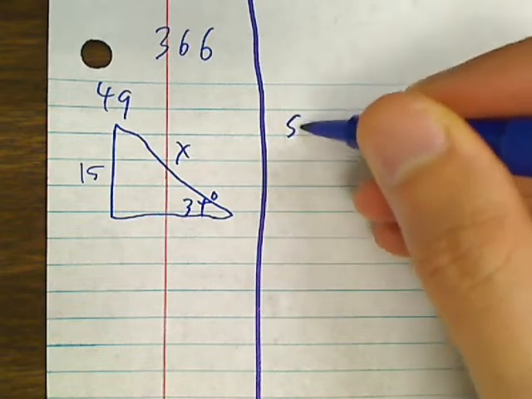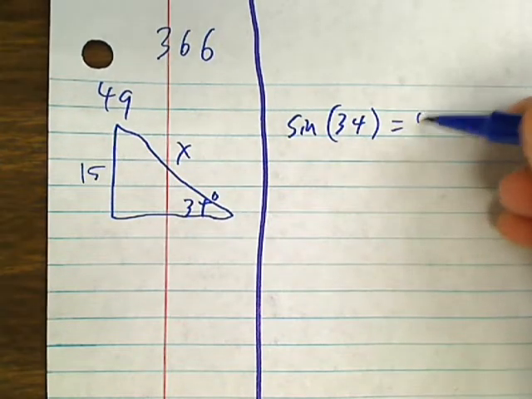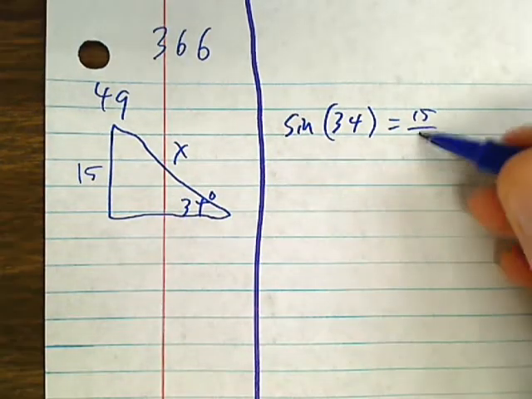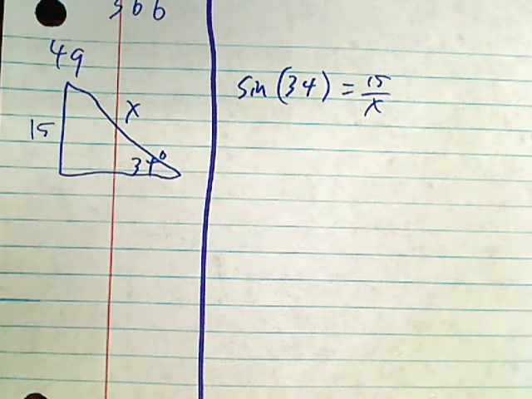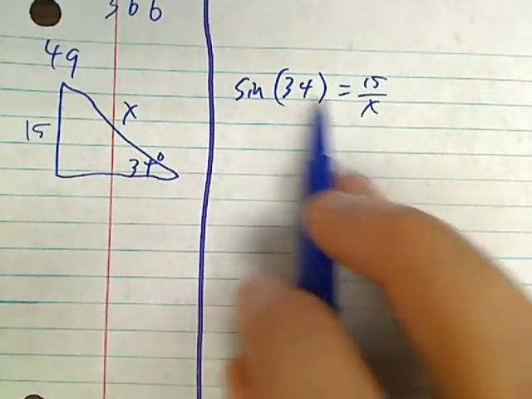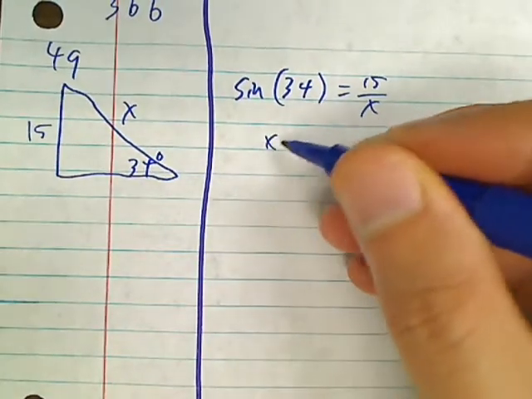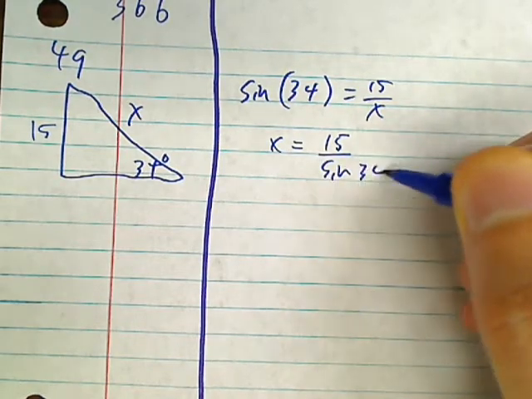So let's say sine 34 equals the opposite, 15, over the hypotenuse, x. Now to solve this equation, I'm going to do the proportion switch. I'm going to switch around the sine 34 and the x, like this is over 1, so when you cross multiply, you multiply those together. So x equals 15 over sine of 34.